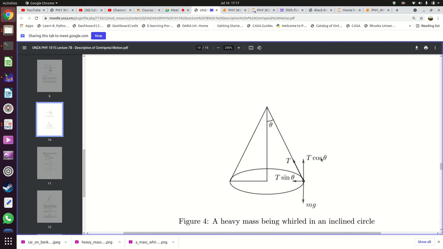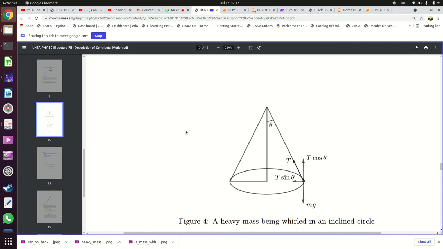The T cos theta is going to make sure that this mass does not go down or up. So T cos theta is going to be equal to the weight, and there will be no acceleration up or down. So the only force which is going to be left forcing your mass to continue moving in a circle is T sine theta. Is that clear?